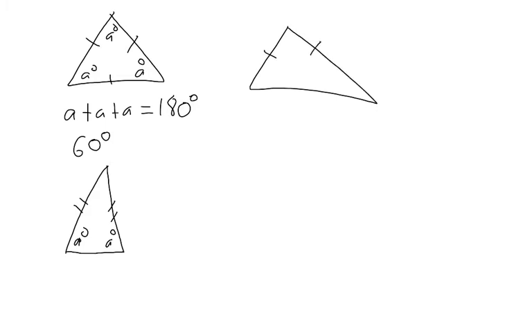What that means is all three sides are different and we have three different angles. So as you can see, if we've got three sides the same, three angles the same. Two sides the same, two angles the same. Three different sides, three different angles.